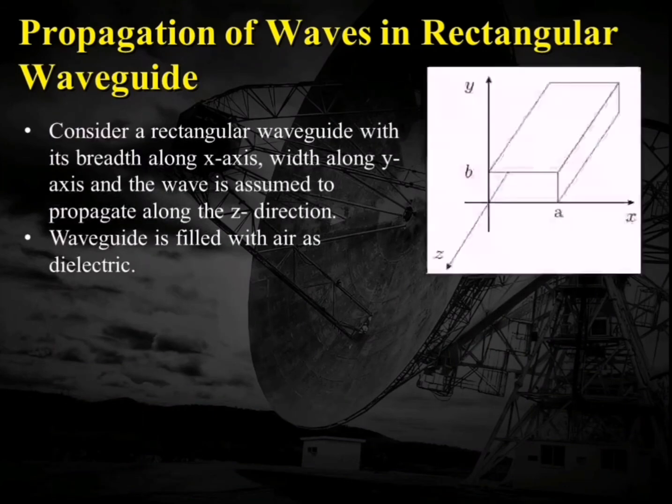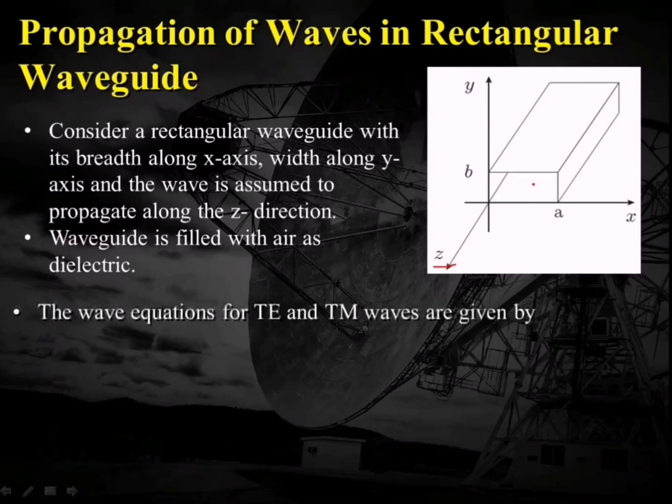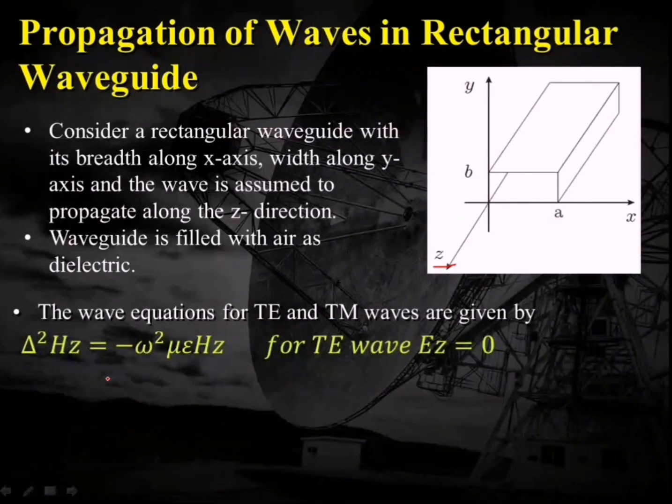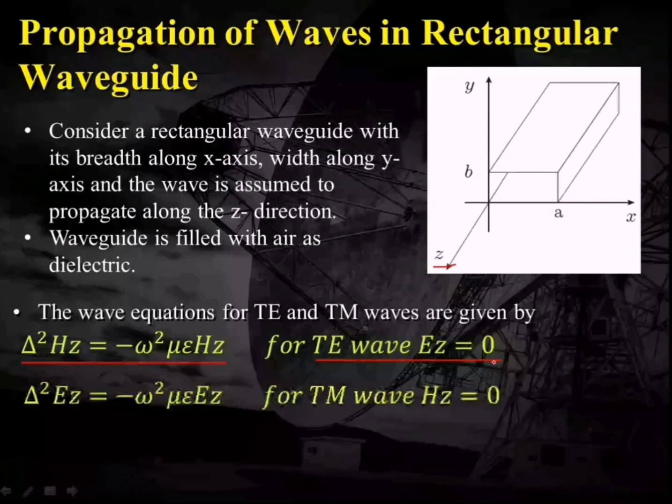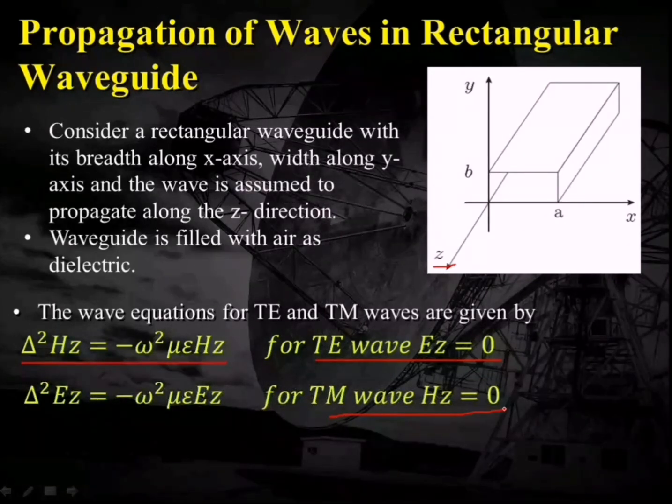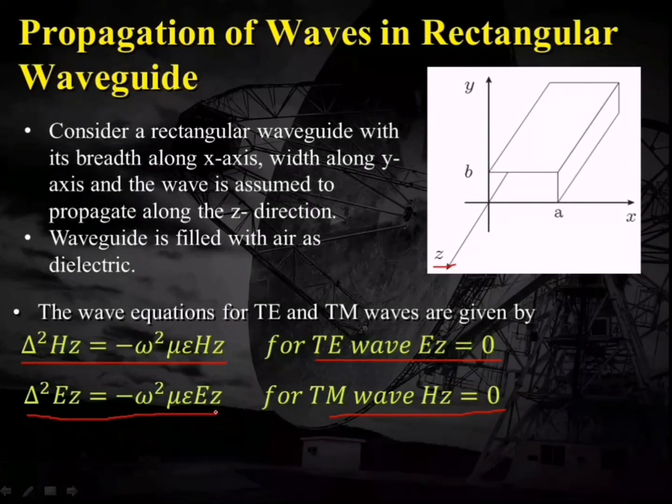So now let's discuss the propagation of the waves in a rectangular waveguide. In the rectangular waveguide, we can see that there are two dimensions a and b along the x and the y axis, and the propagation of the wave is in the z direction, shown here. And this waveguide is assumed to be filled with air as a dielectric. So the wave equations for TE and TM waves are given as del square of Hz is equal to minus omega square mu epsilon of Hz, where Ez is equal to 0 for the TE wave, and similarly for the TM wave, where Hz is 0, the equation is now written as del square Ez is equal to minus omega square mu epsilon of Ez.